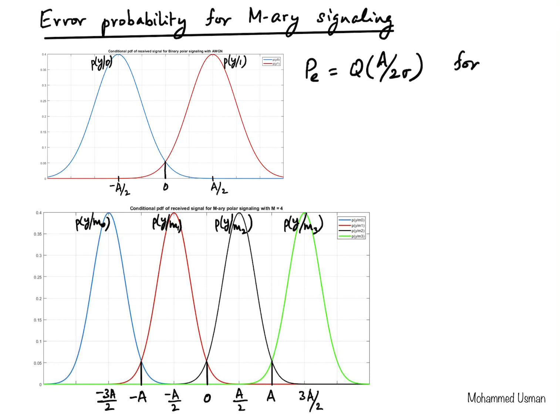So that's for binary transmission, where that means M equal to 2. We have only two symbols. The symbol is either 0 or a 1. And in the end, we got the error probability given by this expression.